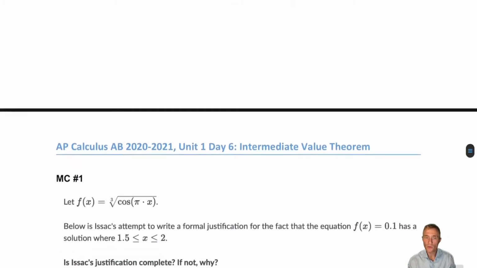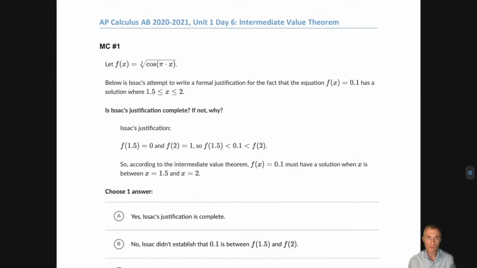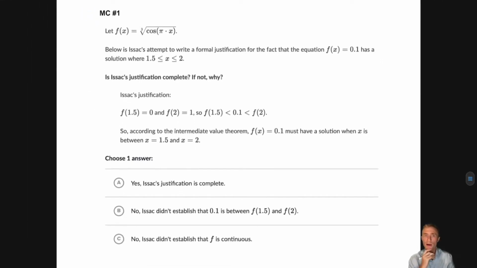We're going to finish off today with just a couple of multiple choice questions. First, multiple choice number 1. It's just got 3 possibilities. Let f of x equal the cube root of the cosine of pi times x. And here is a sample justification proving that f of x must be equal to 0.1 at least once on the interval 1.5 to 2. So Isaac writes, since f of 1.5 is 0 and f of 2 is 1, 0.1 falls between f of 1.5 and f of 2.